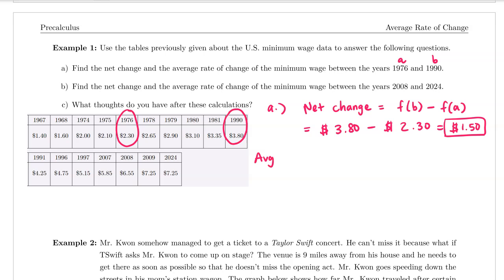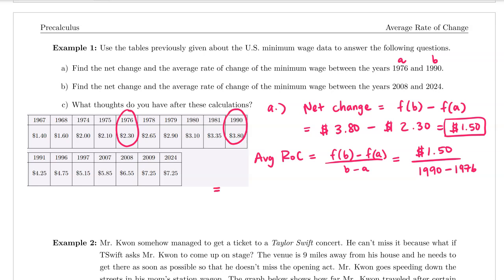Let's go ahead and calculate the average rate of change now. So the average ROC, which I'm abbreviating for rate of change, is equal to, if we're using function notation, f(b) minus f(a) over b minus a. Notice that the numerator for the average rate of change is just equal to the net change, which we already calculated in the previous part. So our numerator is going to be $1.50, and then we want to subtract the year 1990 minus the year 1976.